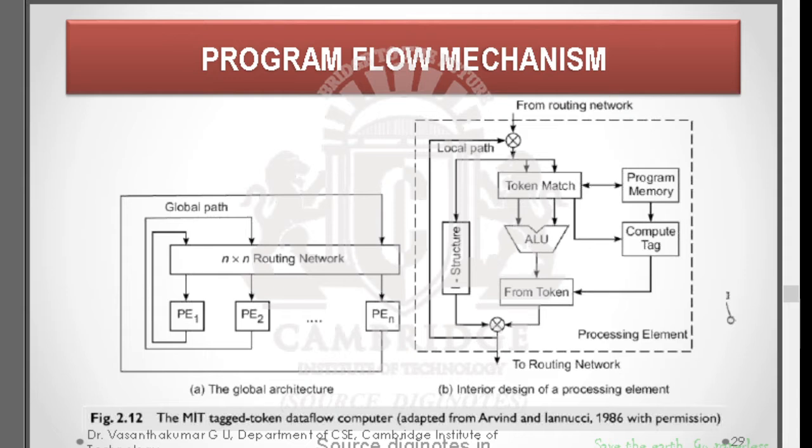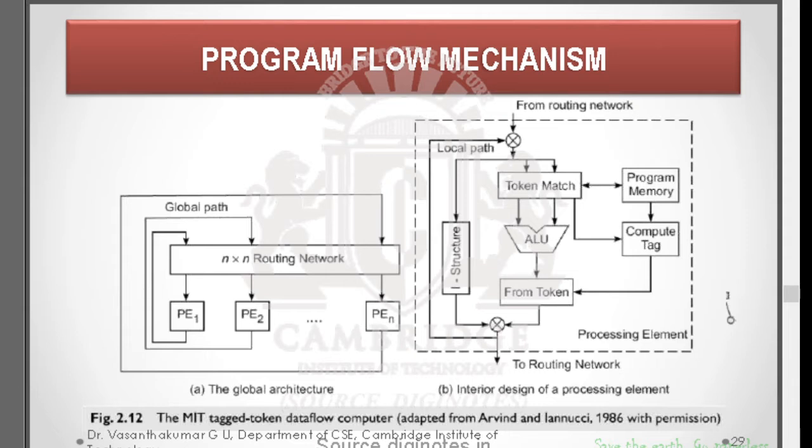Here from token it is going to the routing network, and at the top you can see the data is coming from the routing network. So there is a local path for each and every instruction. This is the structure wherein we have the data flow that is coming from the routing network, and also it is given to token match. So this is how the processing element is going to look.